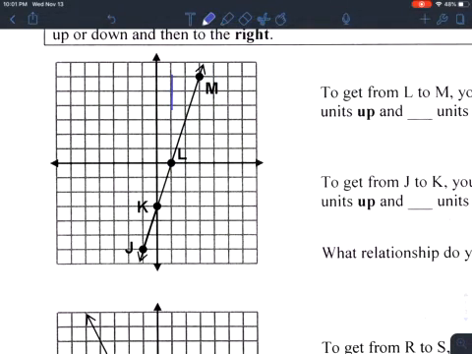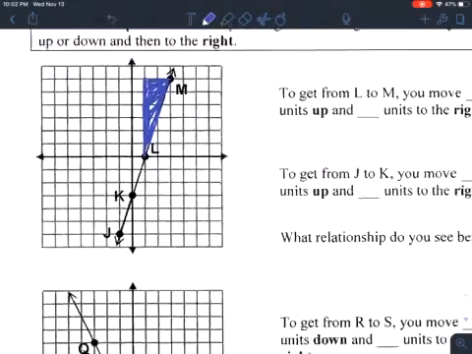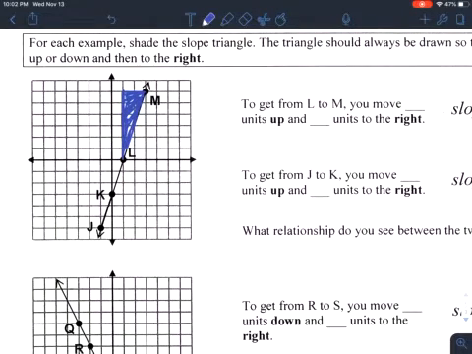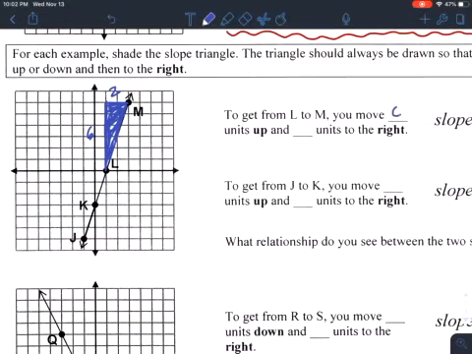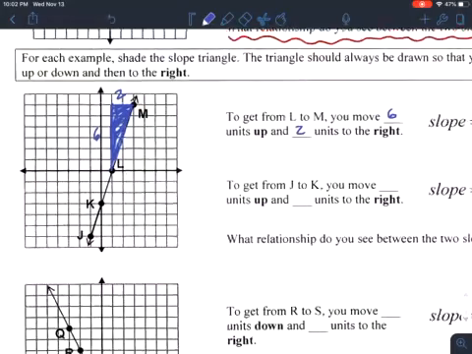Vertical line going straight up from the point on the left until it is even with point M, and then I'm going to draw the horizontal part and color it in because we want it to look cute, nice and colorful. So that is our slope triangle between L and M. And then I'm going to move up 1, 2, 3, 4, 5, 6 units. I'm going to move over 2. So I'm moving up 6 units and over 2 units, 2 units to the right.